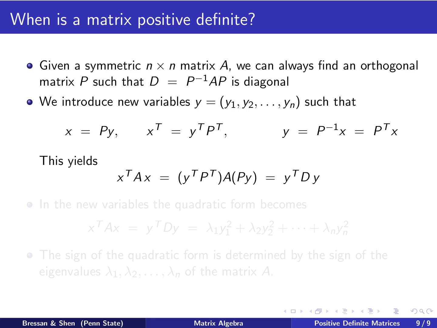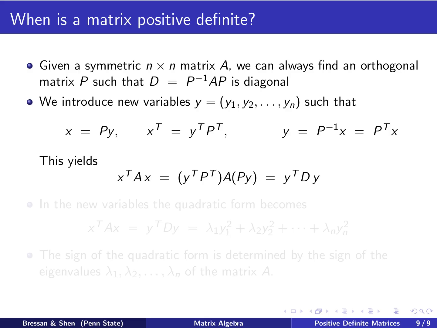The variable y is defined as follows: x equals Py. And then x transpose would be y transpose times P transpose. And then we also know that y can be expressed as P inverse times x. And because P is an orthogonal matrix, P inverse is P transpose. So we have this also.